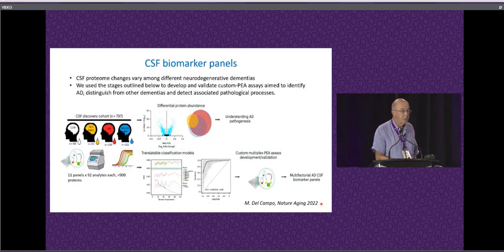And just to set the background for this work, it originates with the idea that there's a lot more going on besides amyloid and tau, and that by doing some sorts of proteomic profiling, we can learn across different neurodegenerative dementias.